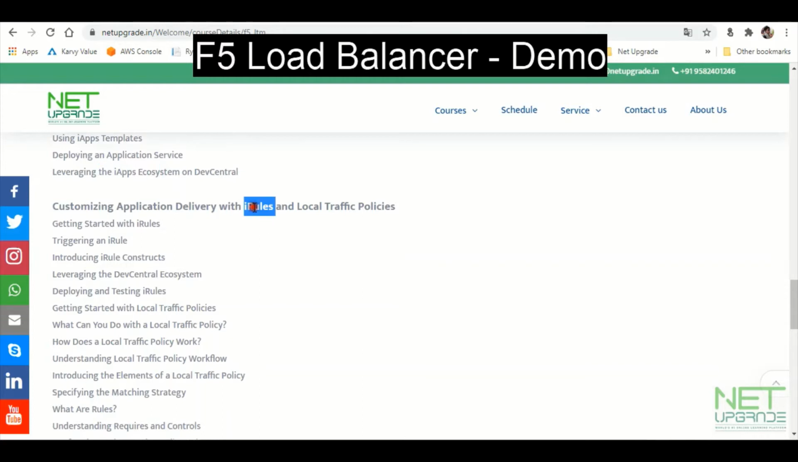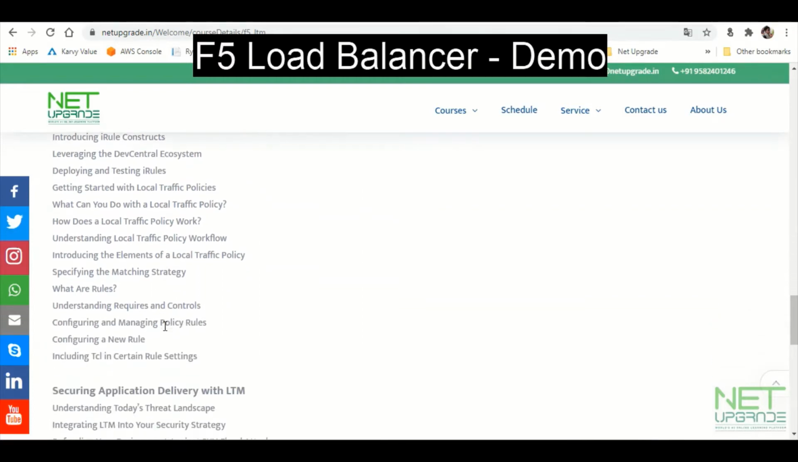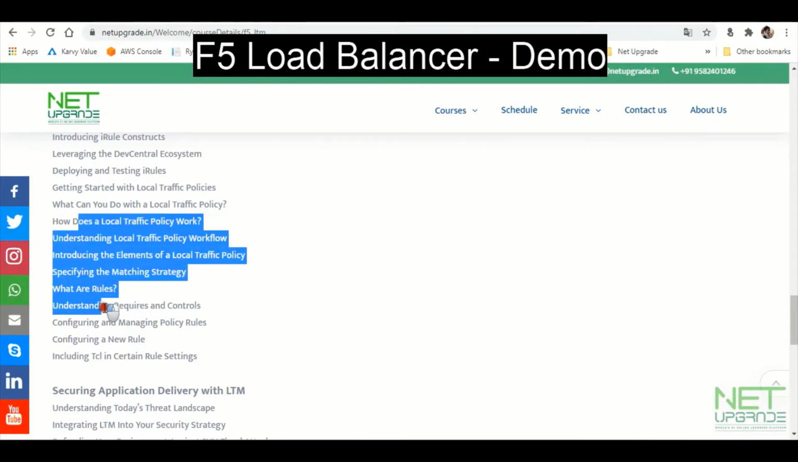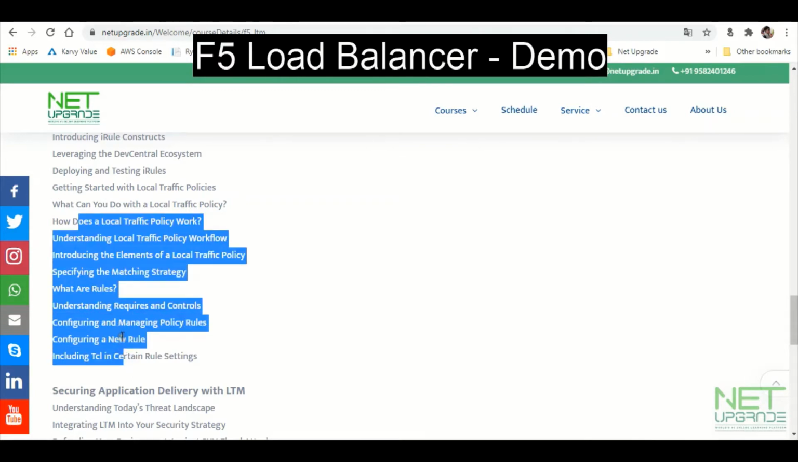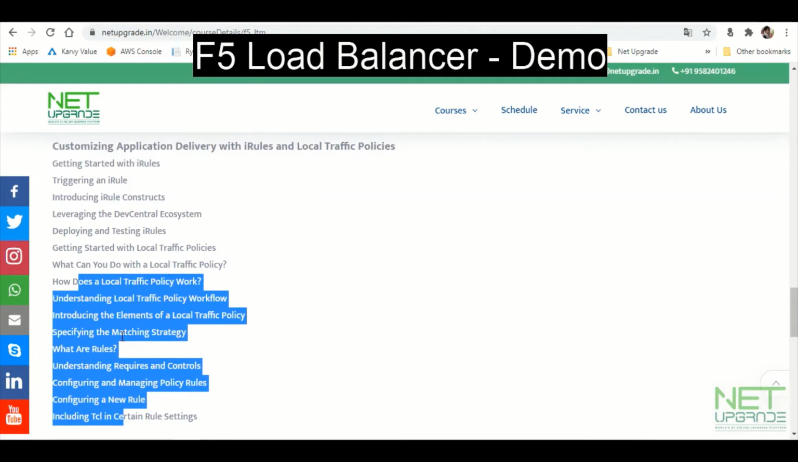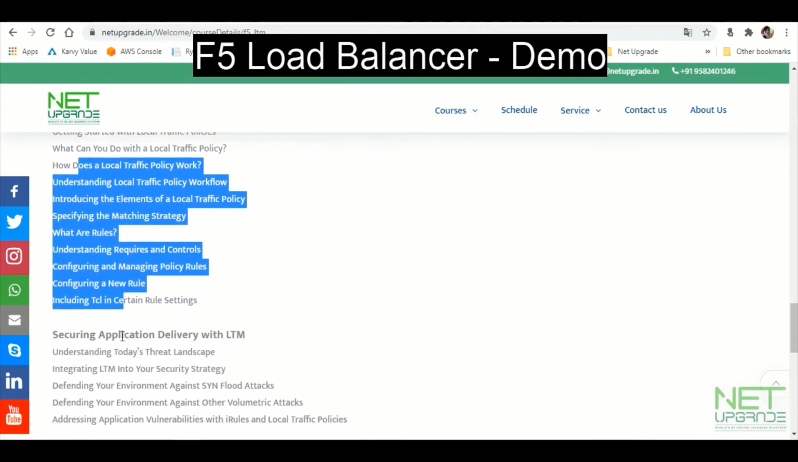What is an iRule? What is the iRule we are going to configure? As a network engineer, are we aware of how to do it, how it is going to be configured? If we don't know the language, then what is the approach we are going to follow? What all the iRules are going to be used in day-to-day life, right?